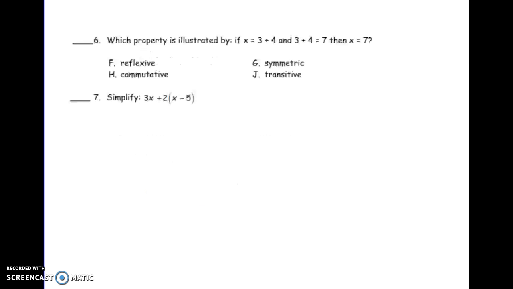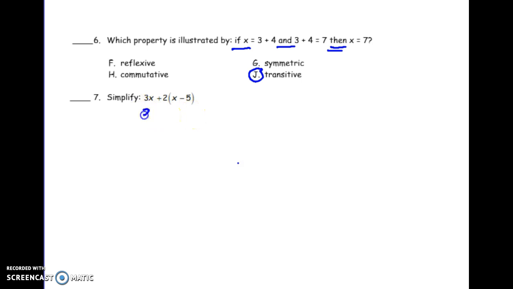All right. Number 6, which property is illustrated by if x equals 3 plus 4 and 3 plus 4 equals 7, then x is equal to 7. So we have an if, we have an and, then we have a then. Okay, that would be the transitive property. That would be J.